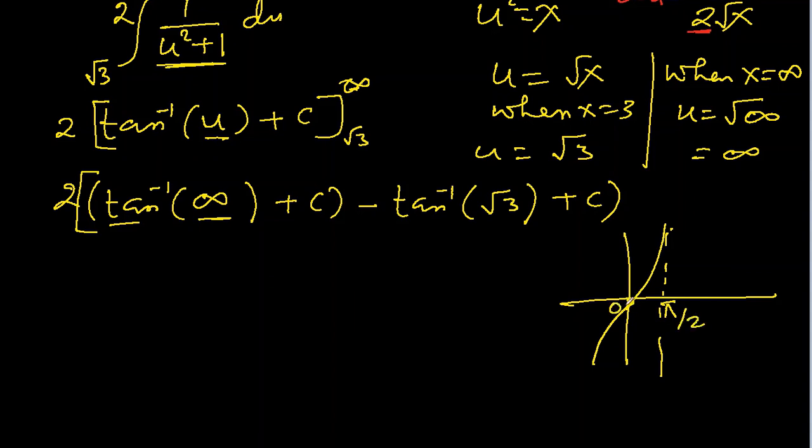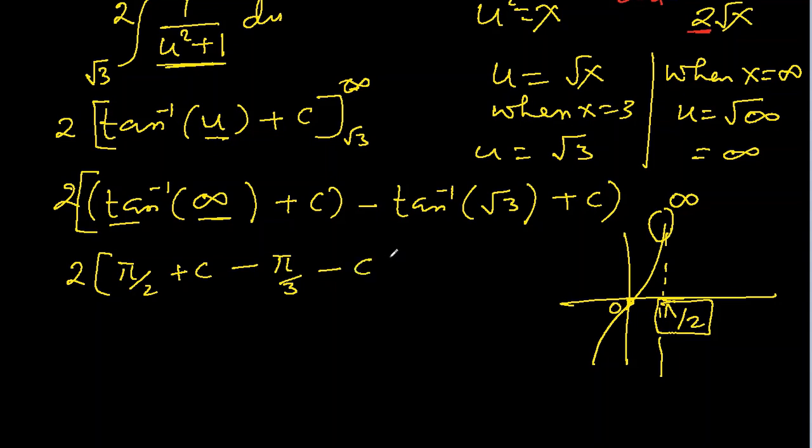At 0, it is the x-intercept. But at pi over 2, it is undefined, and that is infinity. And this infinity is positive infinity. That means the angle we are talking about is pi by 2. So we can write here 2 times pi by 2, plus c rather, minus tan inverse square root 3 will be pi by 3, and plus c minus c.